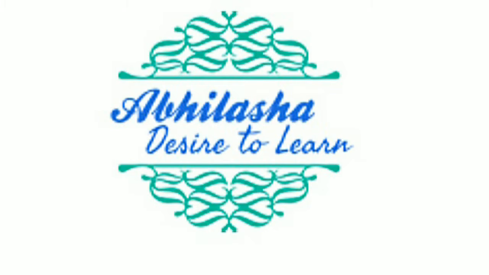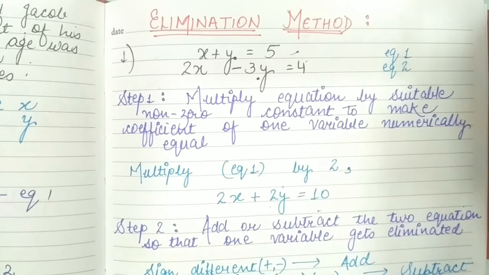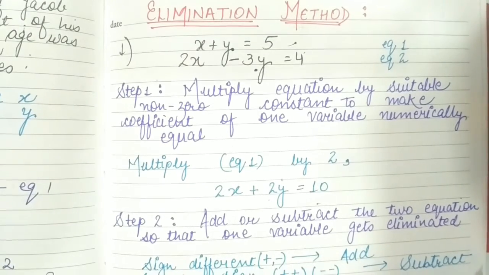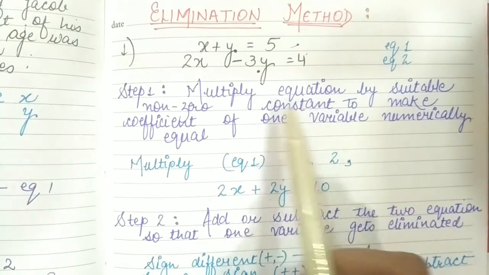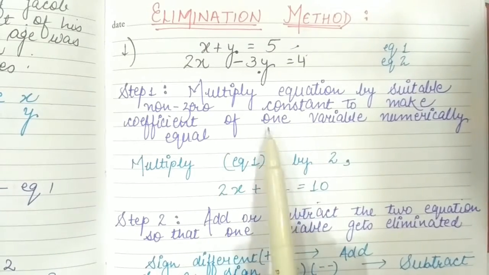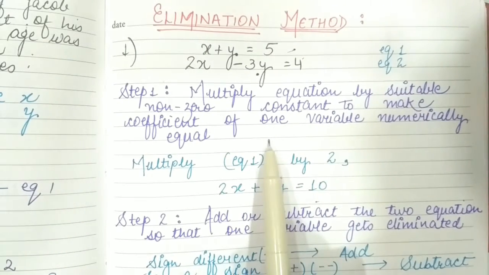In the previous video, we discussed how to solve linear equations in two variables by the substitution method. The next method in our syllabus is the elimination method. So let's discuss how to solve equations by the elimination method. Step 1 is to multiply the equation by a suitable non-zero constant to make the coefficient of one variable numerically equal.